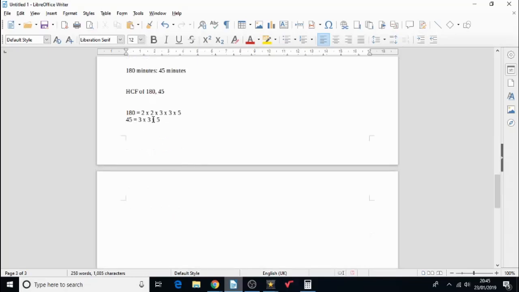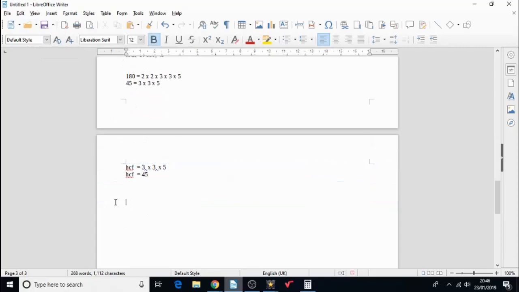As you can see, the factors they have in common are the 3's and the 5's. They both have the same amount of 3's, written out in prime factors, and the same amount of 5's as well. So the highest common factor is 3 multiplied by 3 multiplied by 5. Therefore, the highest common factor is actually 45. And if you knew your multiples, you would know 45 goes into 45 as well as 180. So now we've got our highest common factor.